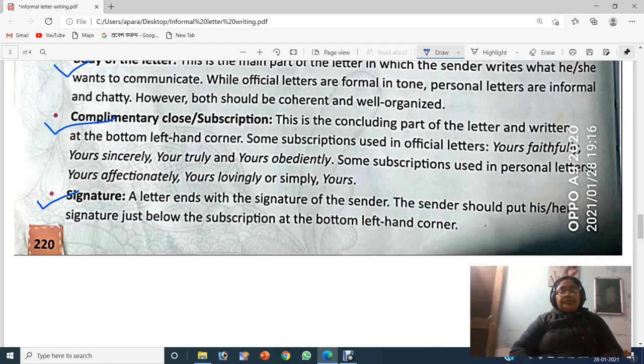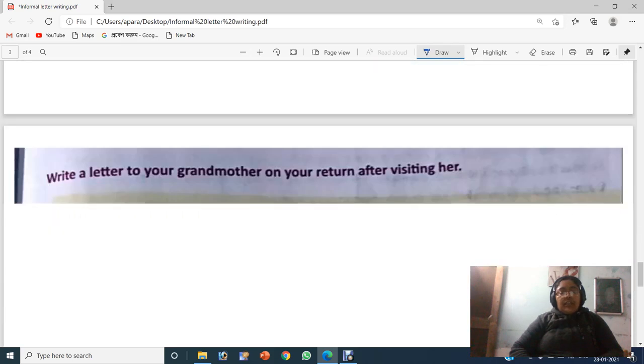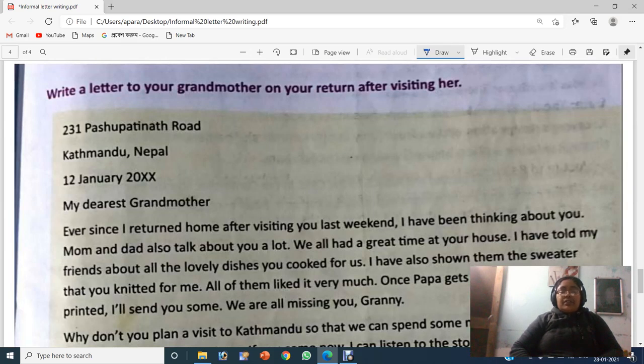Now coming down. Here I have taken a letter from your book. Write a letter to your grandmother on your return after visiting her. A very nice letter. Please follow when I read it for you. And you all are going to write down this letter for your classwork.